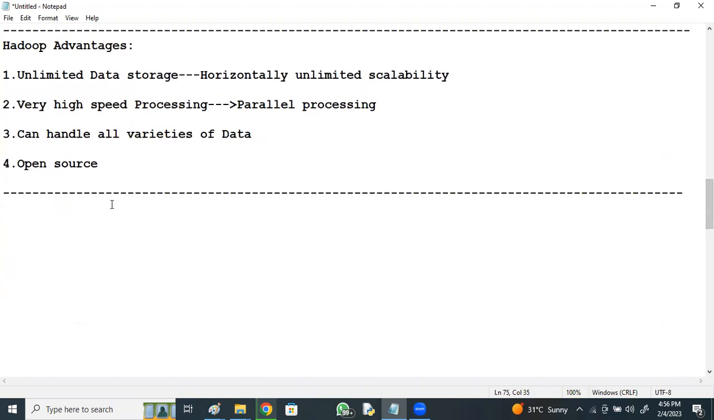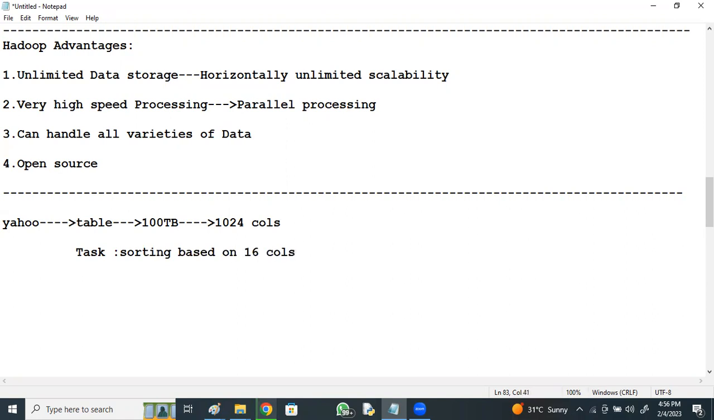Yes, there is an example. Yahoo has conducted a test to check the speed of various databases. It has taken a table of 100 TB consisting of 1024 columns. The task is sorting based on 16 columns, right?